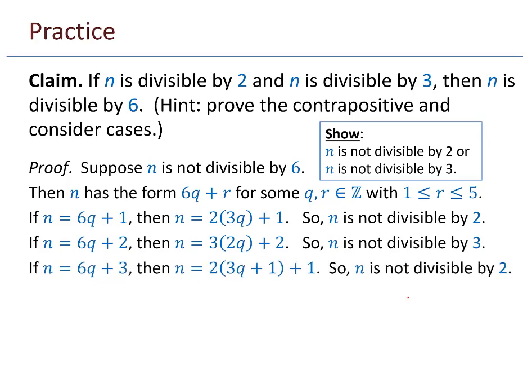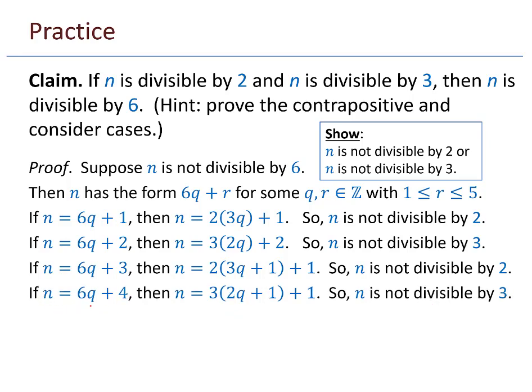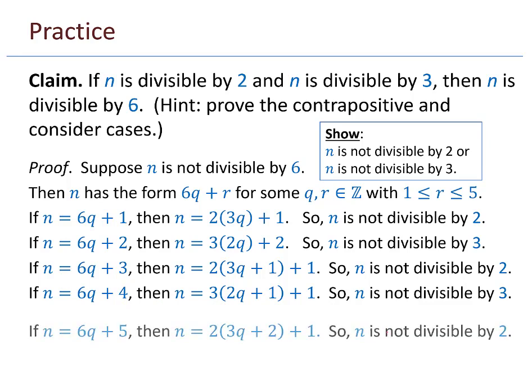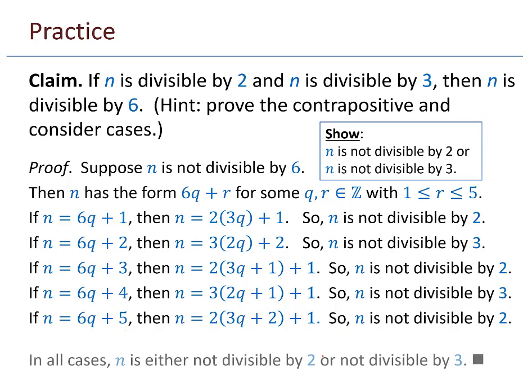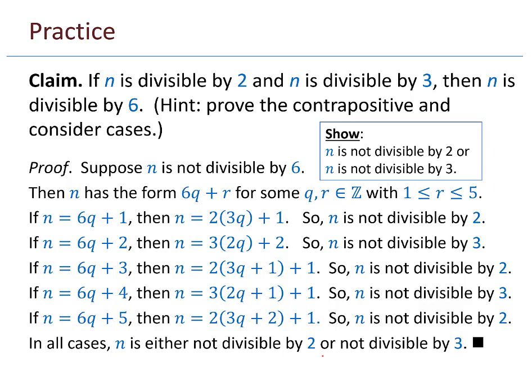In the case n equals 6q plus 3, we find n is not divisible by 2. In the case n equals 6q plus 4, we find n is not divisible by 3. And in the case n equals 6q plus 5, we find that n is not divisible by 2. So in all cases, n is either not divisible by 2 or not divisible by 3, as we wanted to show. This proves the contrapositive, and so it actually proves the original claim.